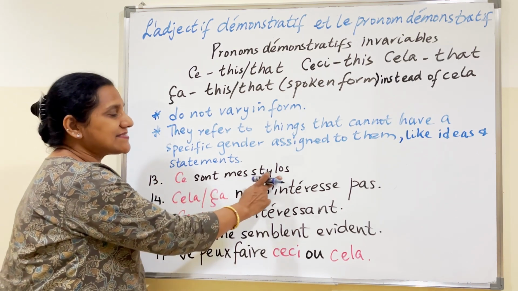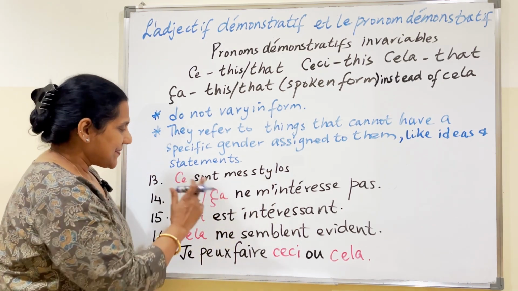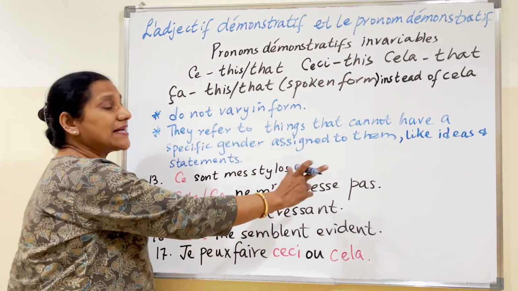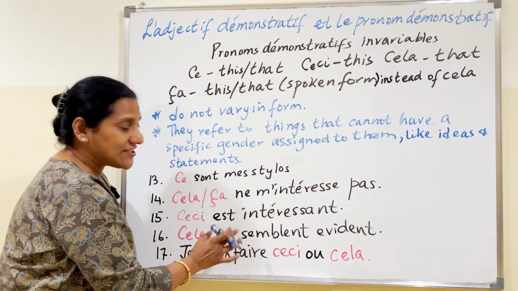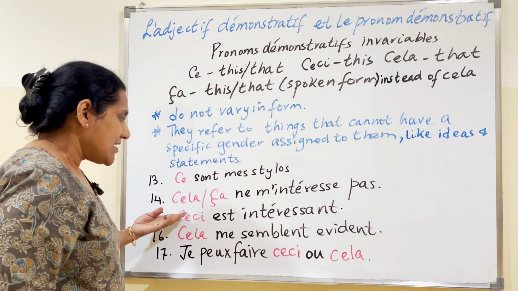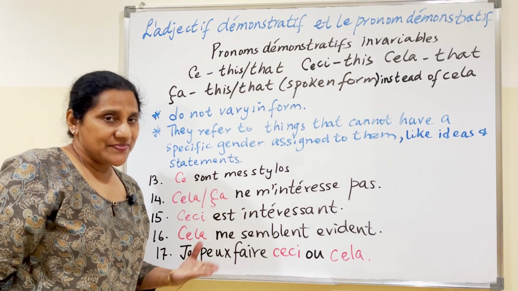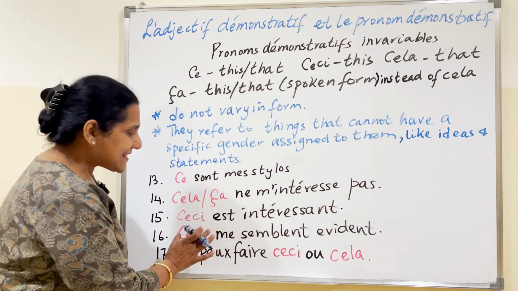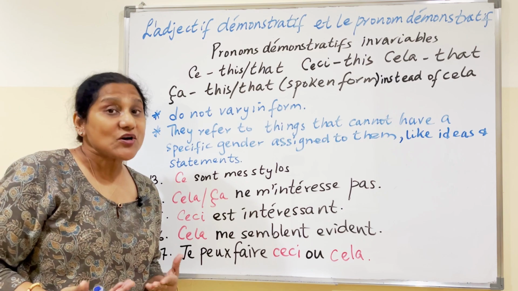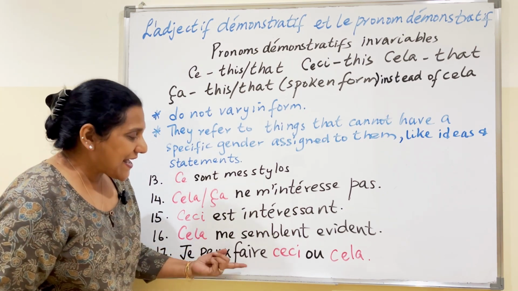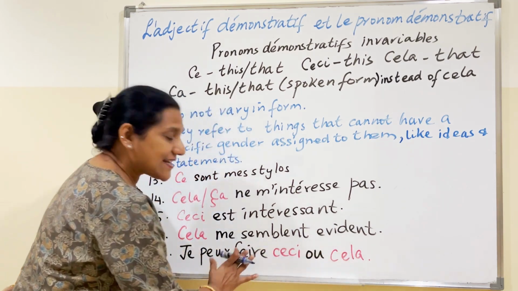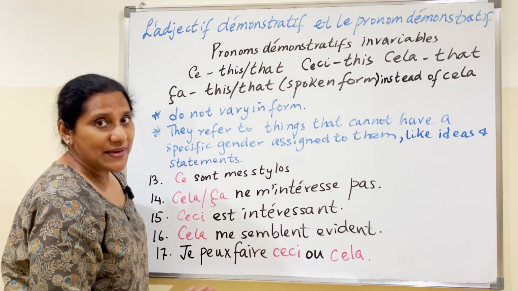Ce sont mes stylos. These are my pens. Cela ne m'intéresse pas. Ça ne m'intéresse pas. Ça is used in spoken French instead of cela to emphasize. This doesn't interest me. Ceci est intéressant. This is interesting. Cela ne me semble évident. This seems obvious. Je peux faire ceci ou cela. In such a sentence, you can use ceci or cela because there's no gender, no noun mentioned here.